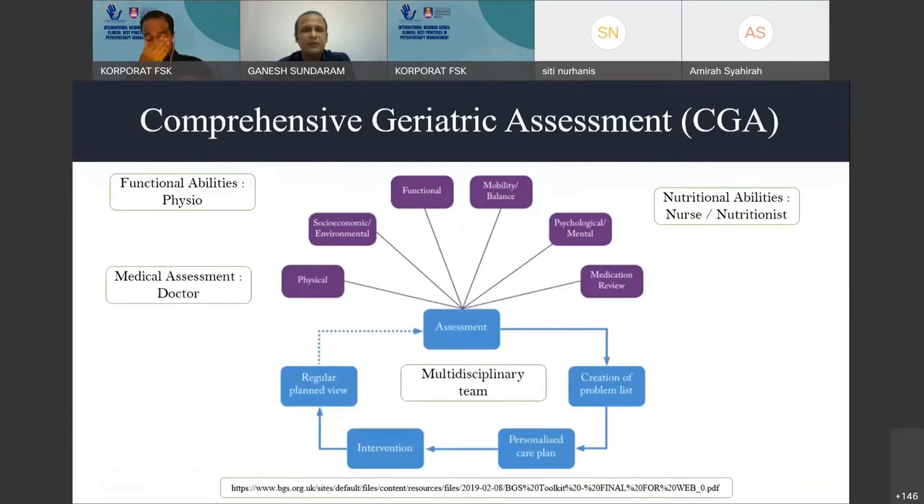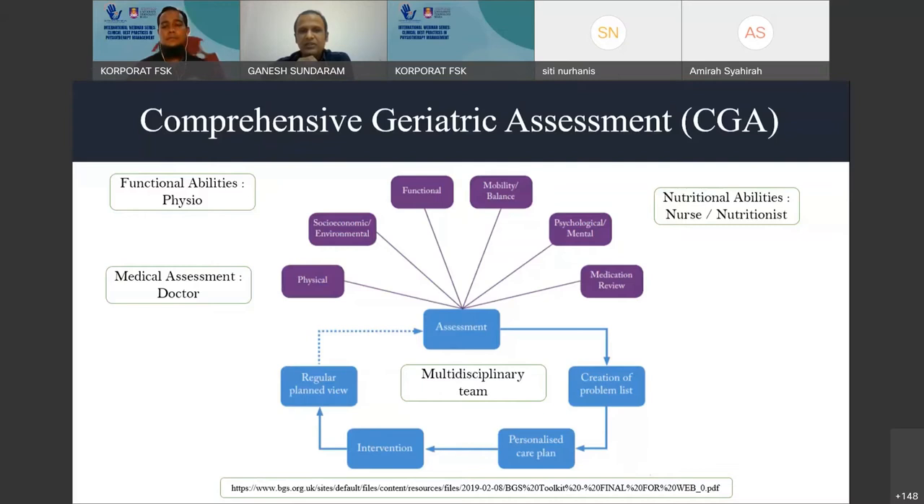What is a comprehensive geriatric assessment? With the assessment, you can see that a lot of things are there, and we have a multidisciplinary team. We have different people involved here. Our role as physio is the functional ability. The nutritional ability will be taken care of by the nurse or nutritionist. The medical assessment will be taken care of by the doctor. The multidisciplinary team is responsible for the assessment, the problem finding, the personalized plan, and the intervention, what treatment you want to do for your patient, and how you plan the review for your patient.